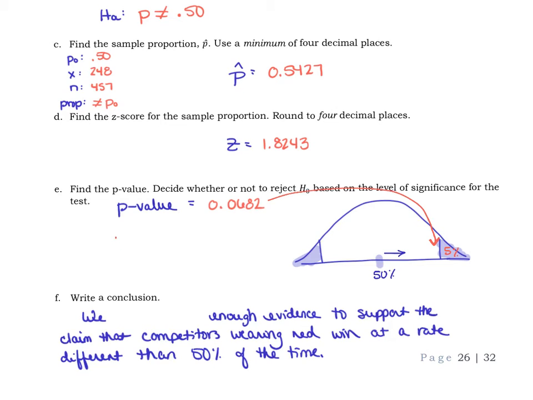So in this case, we're not going to reject. I'm going to do not reject H sub 0. So then what goes in my blank here? We do not have enough evidence to support the claim that competitors wearing red win at a rate different than 50% of the time.